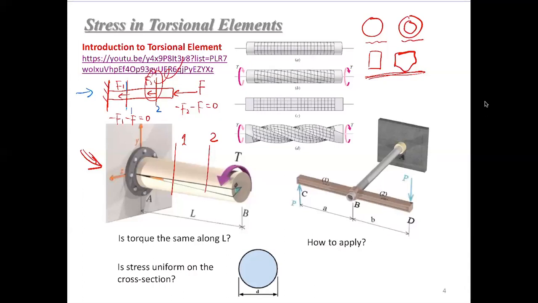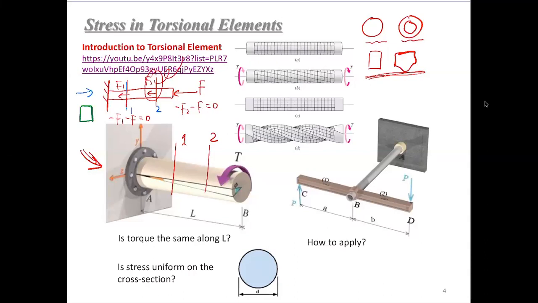That is my first set of questions. Then look at the second set of questions. Is the stress uniform on the cross section? Let's look at the axially loaded element first. If we consider this element's cross section is a square, is the normal stress uniformly distributed through this area?